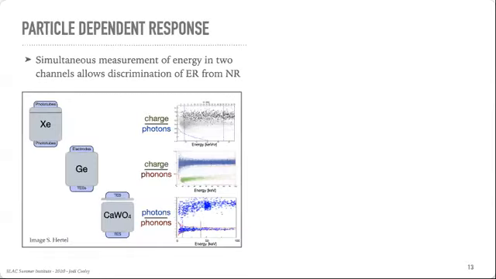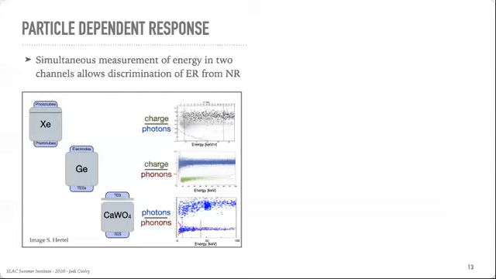I like this cartoon because it shows three different ways of measuring. Charge and photons would be like a xenon detector, and it's very generic. If you had a germanium detector, it would be charge and phonons. And this here is calcium tungstate. I forget what the O4 is. Oxide? Tungstate. Yes, okay. So these are measuring photons and phonons.